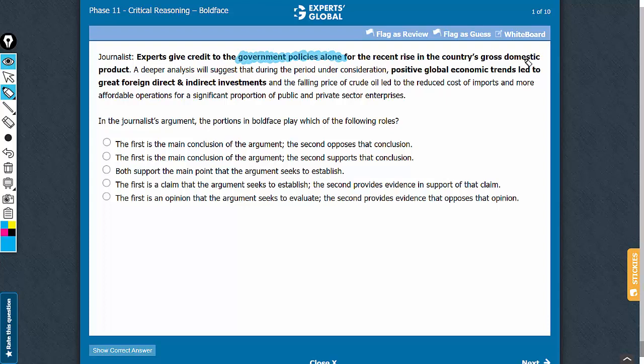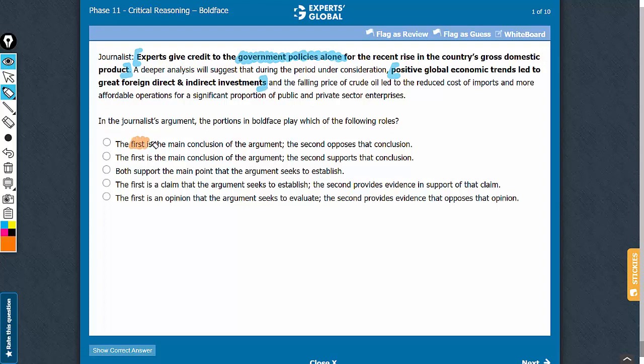Step 2. Link the two portions in boldface with the conclusion of the argument. See, the first boldface is an opinion that the argument seeks to refute, and the second boldface are considerations that support the argument's main conclusion, the conclusion being that the government policies alone are not responsible for the rise. So with that groundwork, let's look at the answer choices.